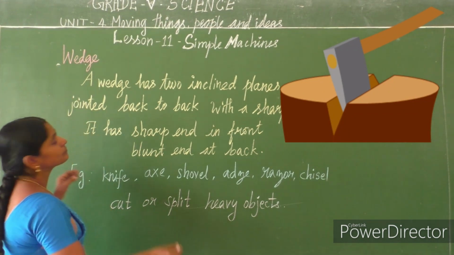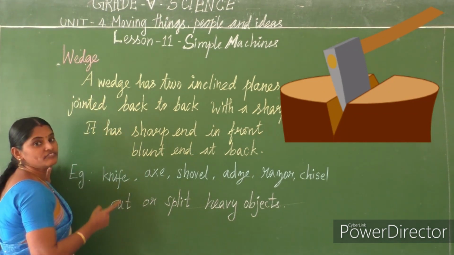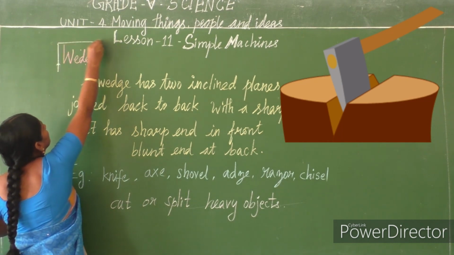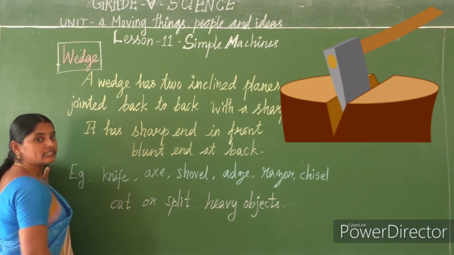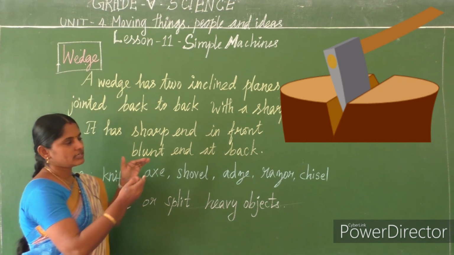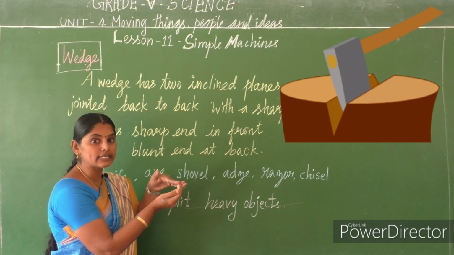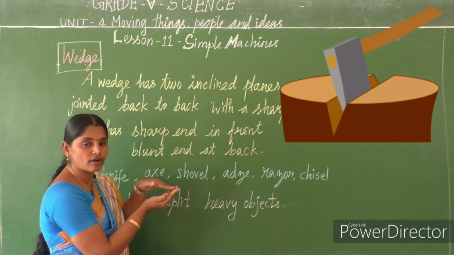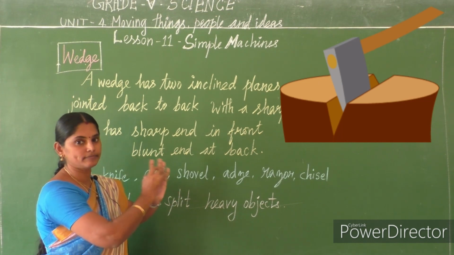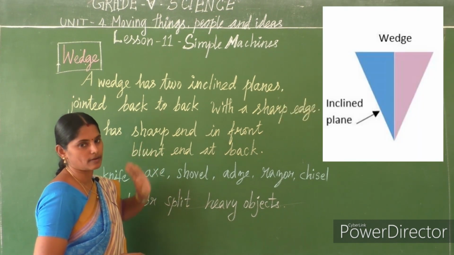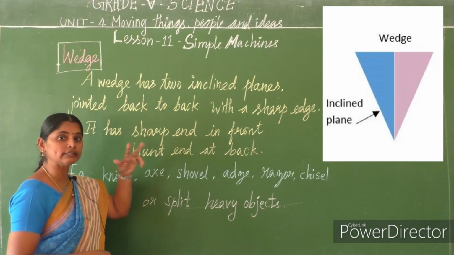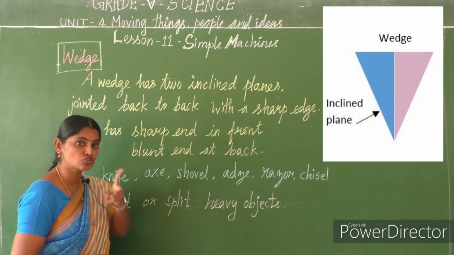Listen children, now we will see the wedge. W-E-D-G-E, wedge. Okay, see we studied about inclined plane. Inclined plane we studied, no? The same thing here in wedge also it comes. See, wedge has two inclined planes. It has two inclined planes.